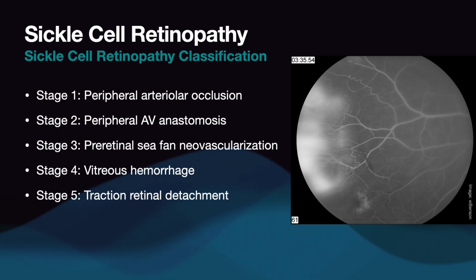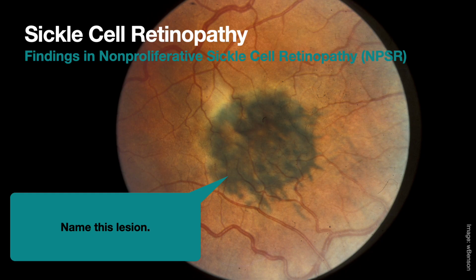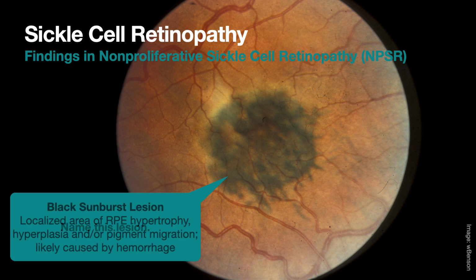Here are the different stages that they list. I don't think anybody would test you on what is a stage 5 sickle cell retinopathy, but there's a staging scenario out there. Stage 5 is TRD, stage 3 is NV. And then name this lesion. These are pictures that I have from one of my mentors, Bill Benson. This is a black sunburst lesion.